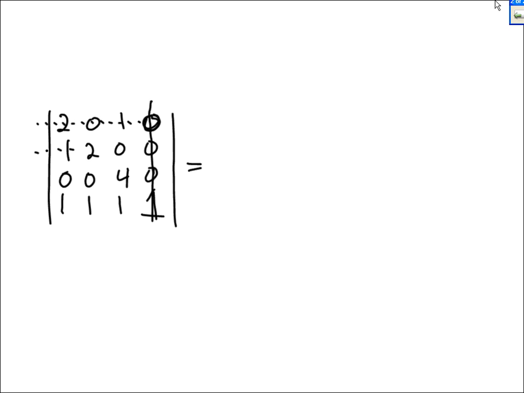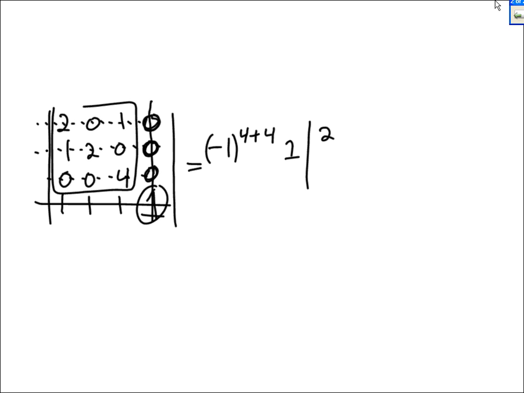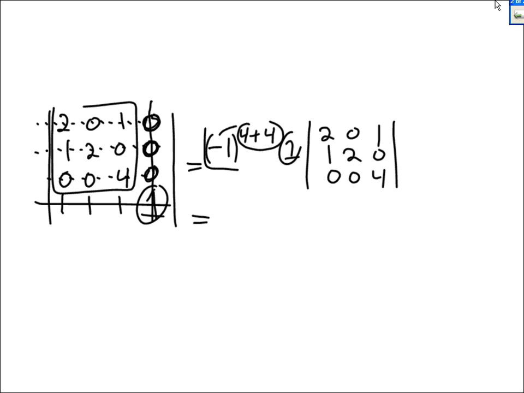Remember, if you pick a column, you have to cross off the rows. When you cross off the second row, there's a zero there. When you cross off the third row, there's a zero there. The only one that's going to matter is when you cross off the fourth row. It's -1. This entry is in the fourth row, fourth column as well. That entry is the 1, and the matrix that remains is a 3 by 3: 2, 0, 1, 1, 2, 0, 0, 0, 4. This is 8. -1 to the 8 is 1. Times 1 is 1. So 1 times that determinant is that determinant.